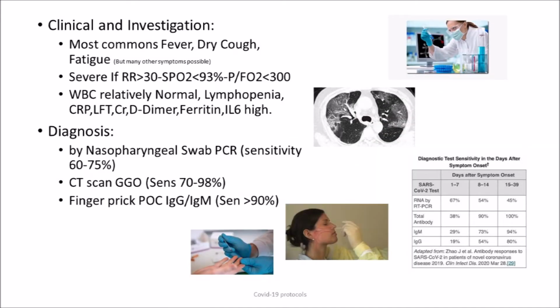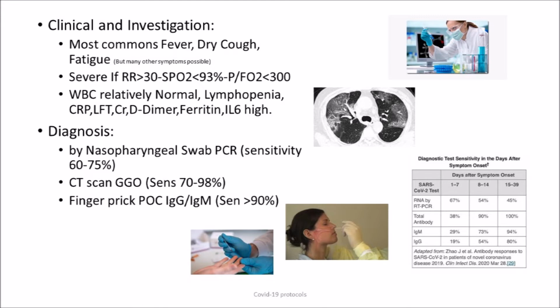Clinical presentation of C19 is variable. Most common manifestations are fever, dry cough, and fatigue, and sometimes a sore throat. WHO criteria for severity includes a respiratory rate of more than 30, O2 saturation of less than 93, and a PF ratio of less than 300. In lab tests, WBC can be normal while having lymphopenia, with elevated CRP, LFT, creatinine, D-dimer, ferritin, and interleukin-6. Bear in mind that children can have slightly different manifestations.